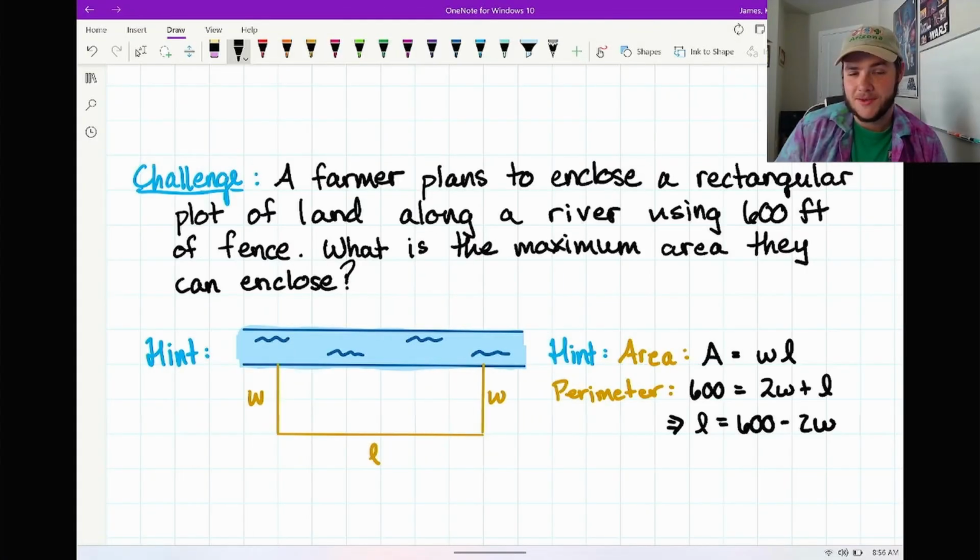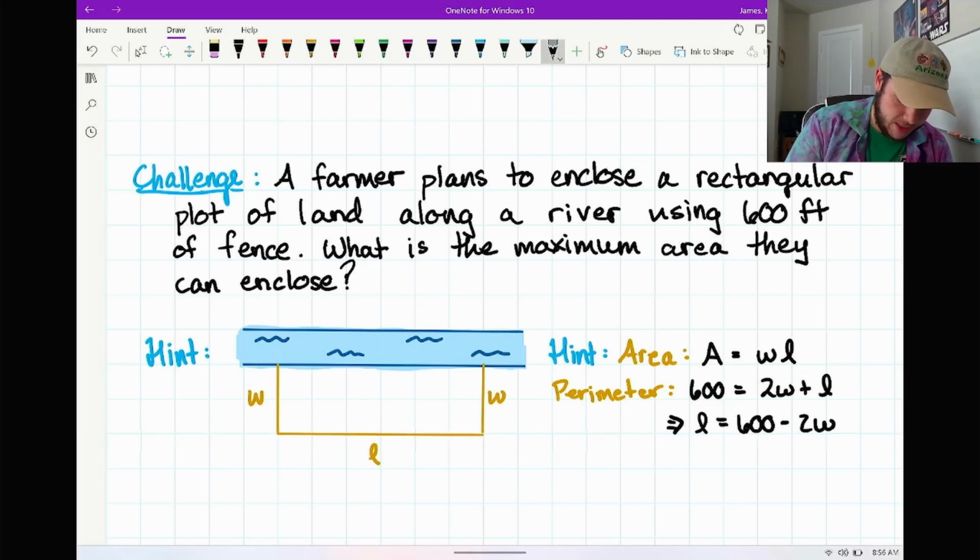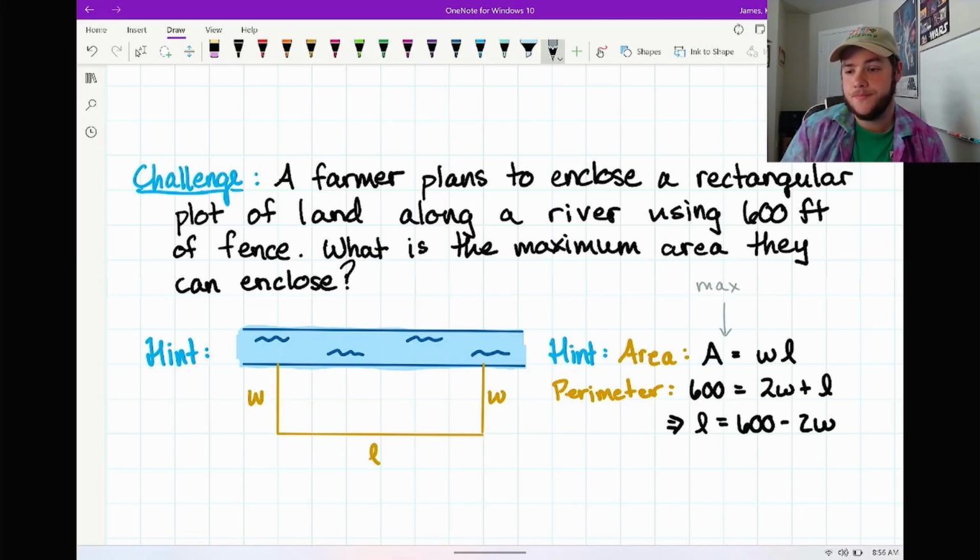Ready for another hint? I know that the area of this plot is going to be the width times the length, because that's the area of a rectangle, and I am trying to maximize the area. The problem is that I don't know how to maximize this area because it has two variables, not just one.